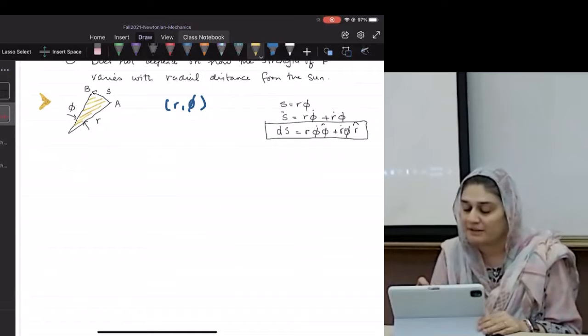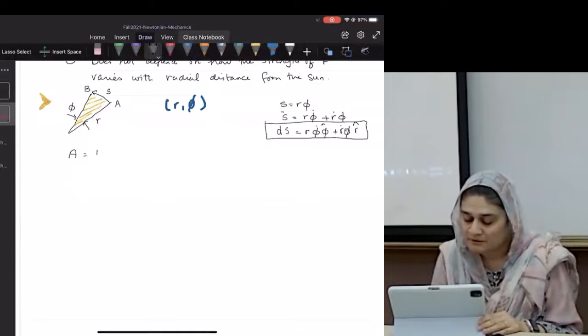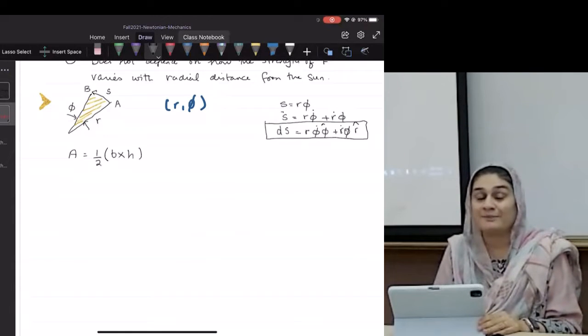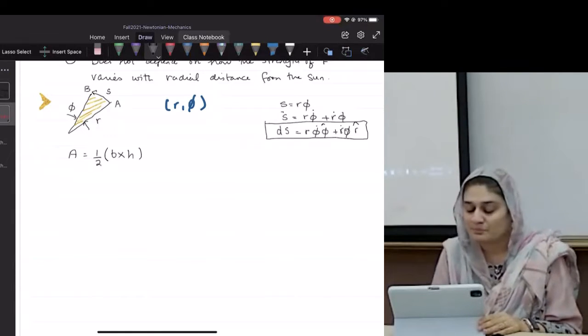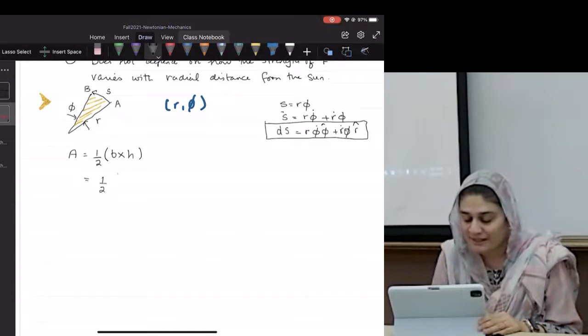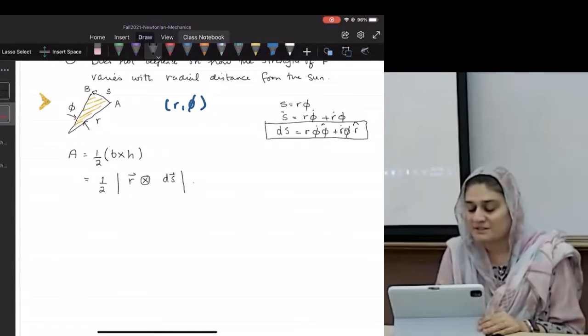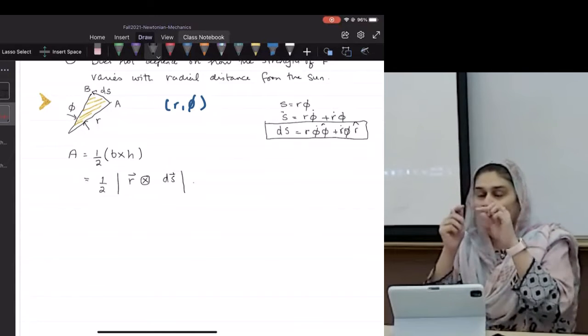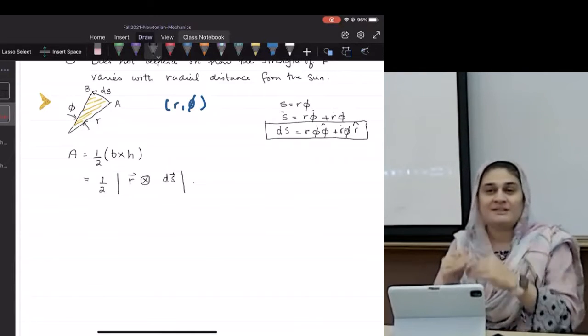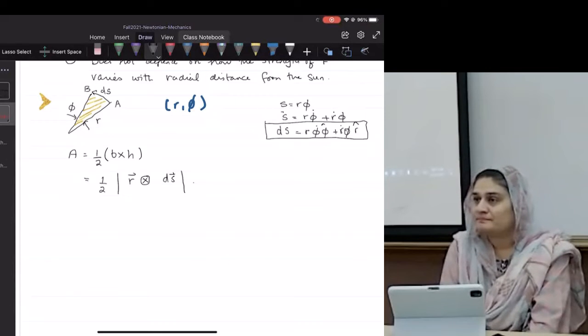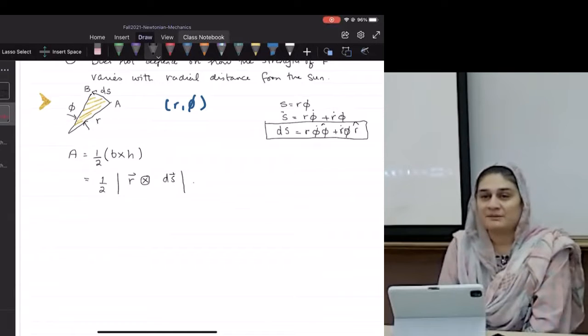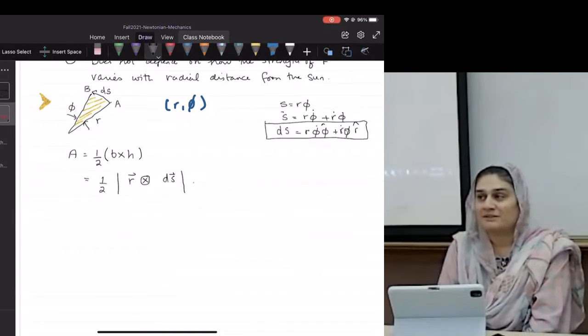What's an area of a triangle? 1/2 base times height, right? And now we're talking about vectors. So may I replace this by 1/2 R vector times ds? Because this is ds, right? Small segment where it's almost considered a straight line. Now it's not simply a multiplication anymore, right? It's a cross product because we're talking about crosses.